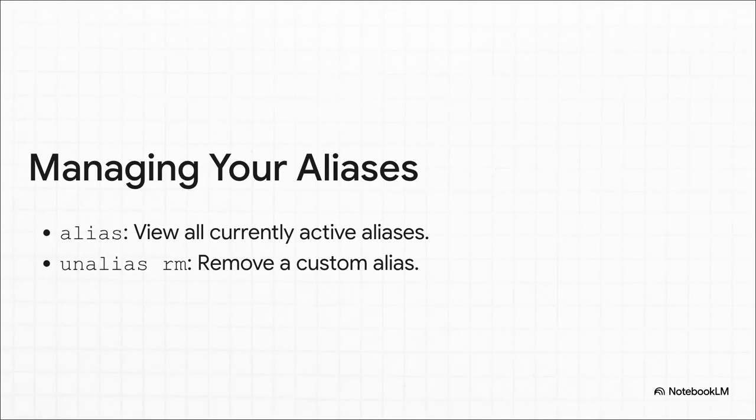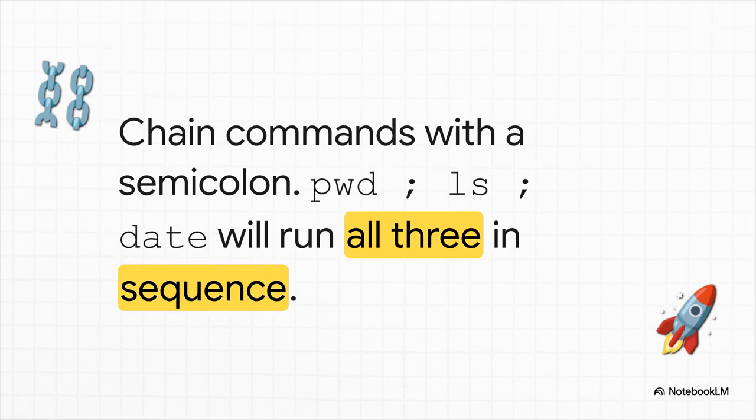And managing these is a piece of cake. Just type alias on its own to see all the shortcuts you've got. And if you ever want to go back to the original, unalias just removes your custom shortcut. You're always in control. Oh, and here's another quick tip for efficiency. You can chain a bunch of commands together using a semicolon. So this command right here will run all three of those one after the other, and you only have to hit enter once. Pretty cool, right?